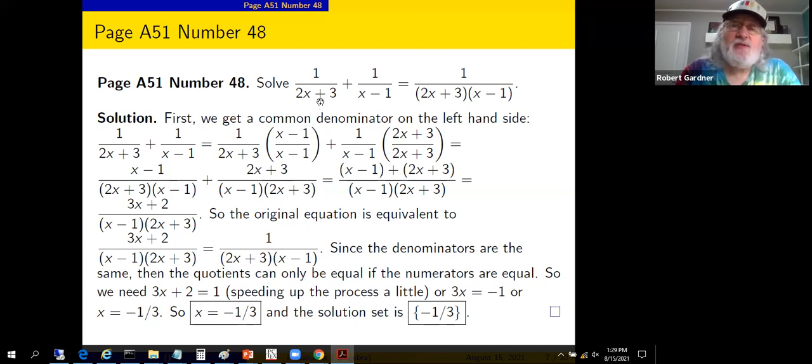Negative 1/3 doesn't make this 0, nor does it make that 0. Neither of the denominators are 0 on the right-hand side either. So we're okay. This is a legitimate solution, and this is the solution to that equation.